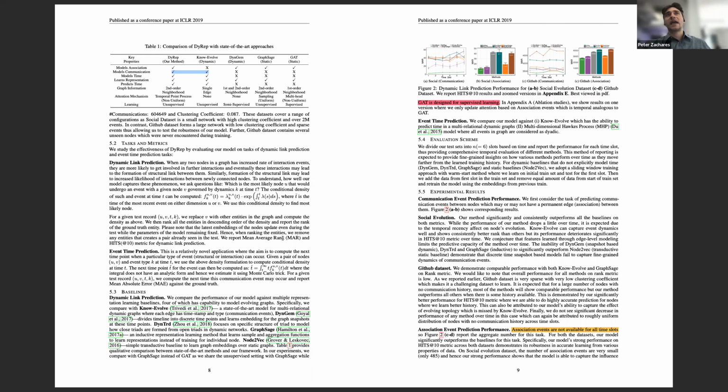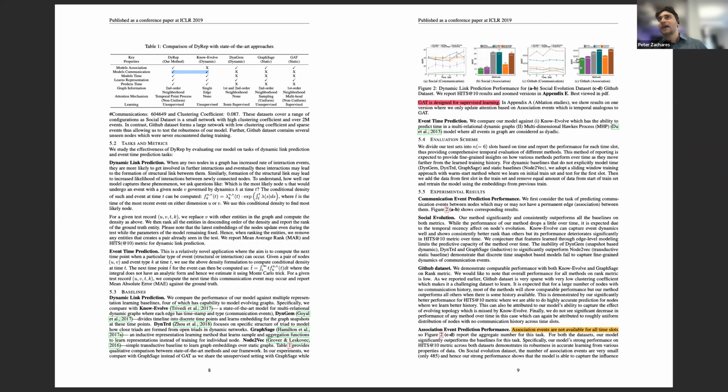When they're doing these tests, they have a set of edges which should occur, and a set of edges which shouldn't occur, and they rank them based on the likelihood that's outputted by this temporal point process model. Then they calculate the average rank of all the positive examples. The average rank of a positive example in the social evolution data set for their model is 10, so on average, it's ranked 10th in the list.